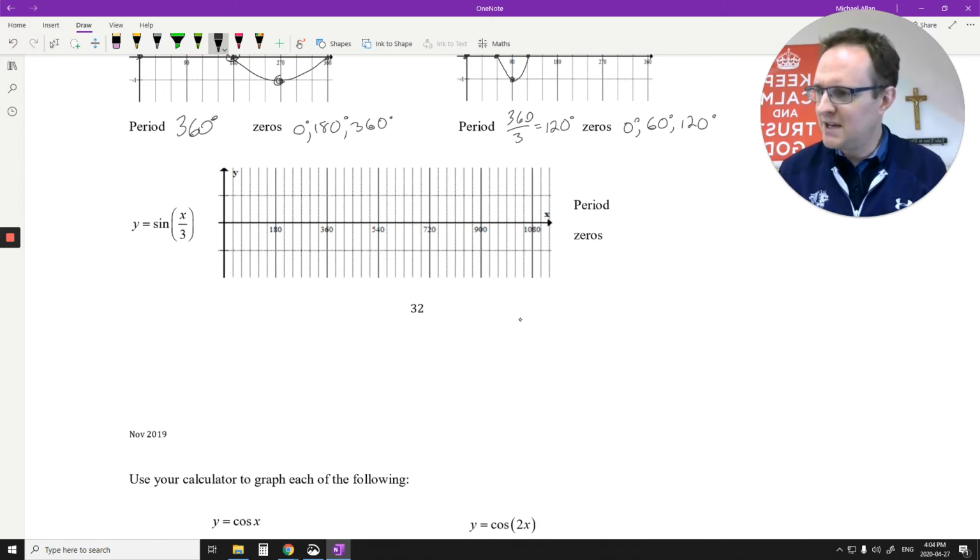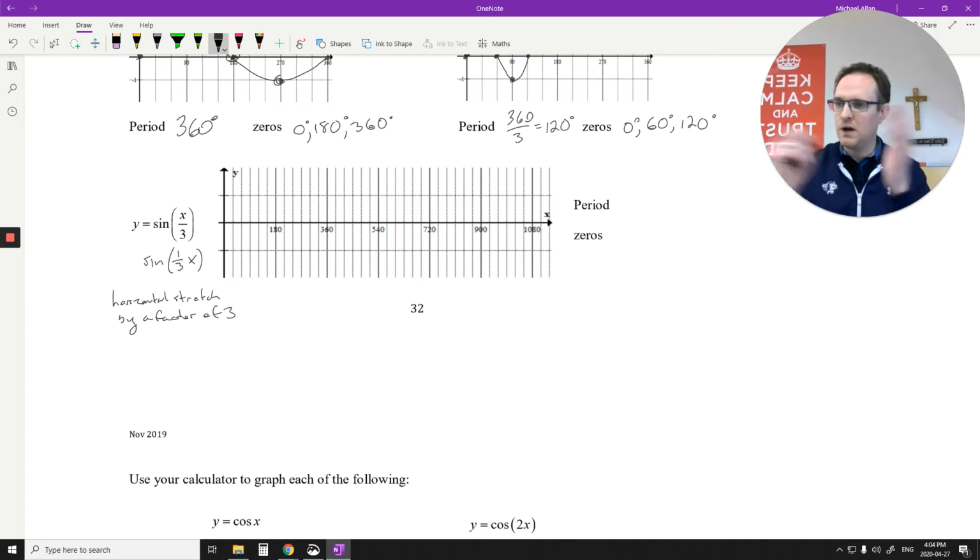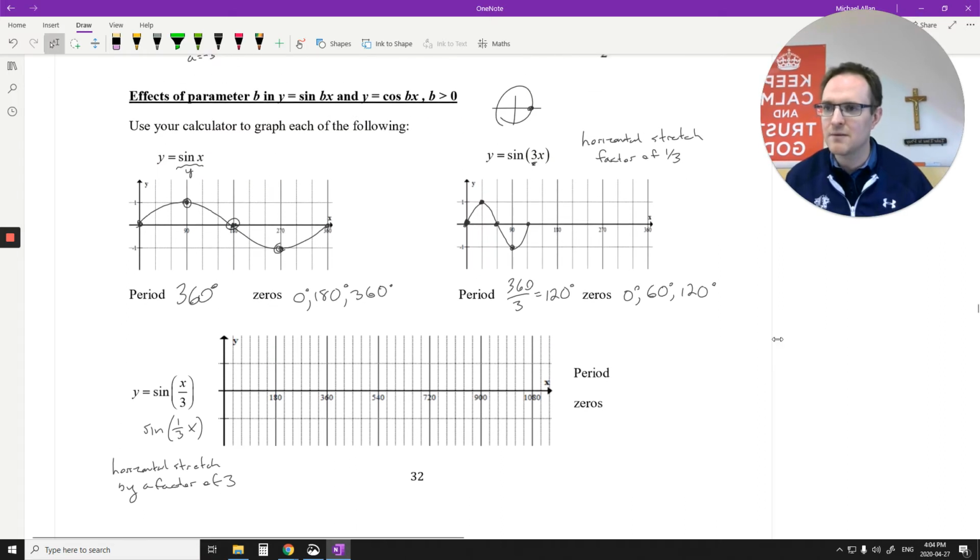So here, my b value, if you want to separate these two, you can. My b value is 1/3 x. If it's 1/3, the reciprocal of that is 3. So I'm doing a horizontal stretch by a factor of 3 about the y-axis. I'm just going to ignore that part for now.